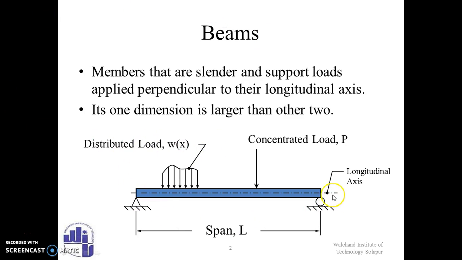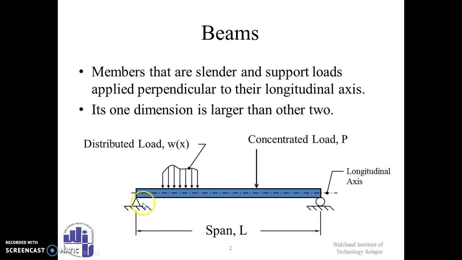And in this figure, the horizontal member in the longitudinal axis, one member is present here, that is a slender member, and over this member different types of loads are applied. One is a concentrated load, then uniformly distributed load, uniformly varying load, and trapezoidal loads. All these loads act perpendicular to the longitudinal axis.